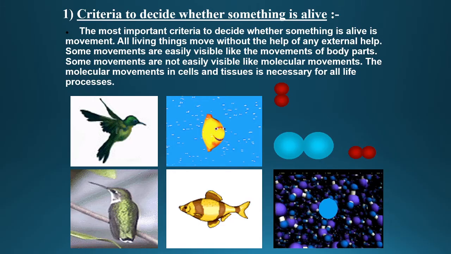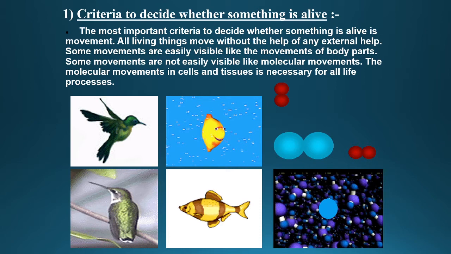So, the first one is criteria to decide whether something is alive. This is just an intro. The most important criterion to decide whether something is alive is its movement. As you can see, humans move, animals move. We know they're living. Even plants move. Plants don't show locomotion, but they show movement. Movement is just moving their leaves. And growth is also movement, so it's alive. All living things move without any external help.